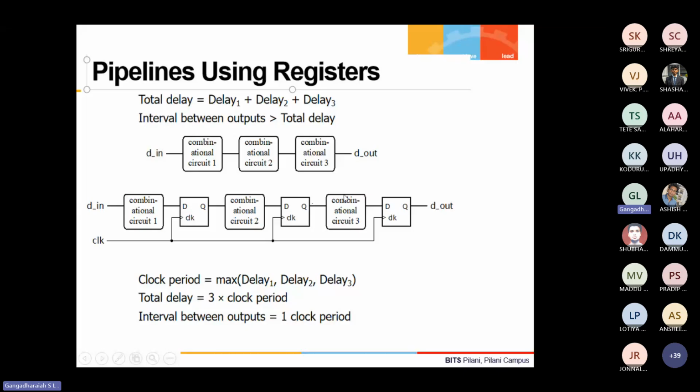So throughput is going to improve, but you will have to pay for more silicon real estate. Your throughput is better, but your area is increased by this many registers. You can add pipelining depending on your requirement. It all depends on your constraints, of course.